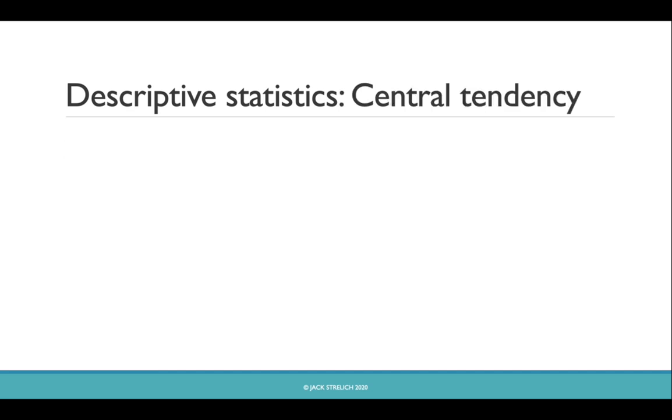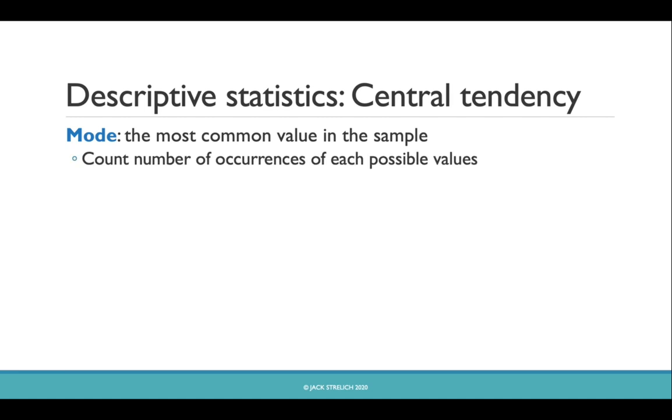There are three commonly used measures of central tendency. We'll talk a little bit about each one. The first is the mode. The mode is the value in the sample that occurs most frequently, or the most common value in the sample. To find the mode, we simply count the number of occurrences of each possible value, and that's our mode.